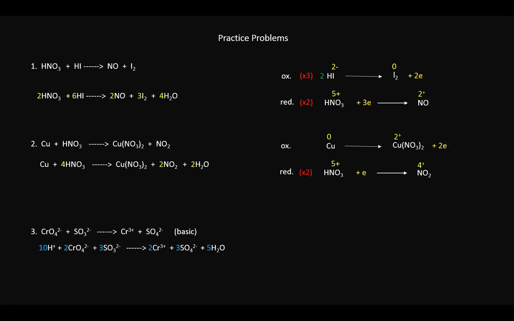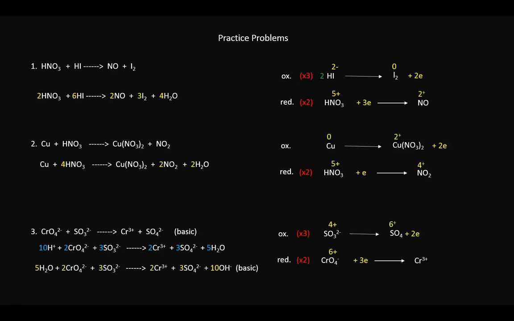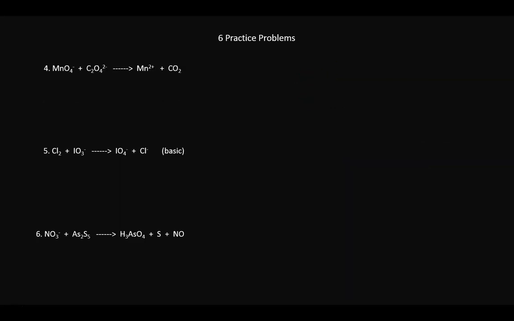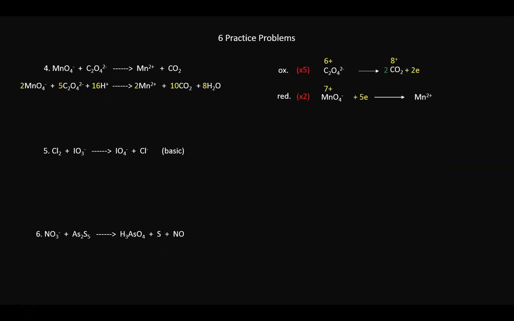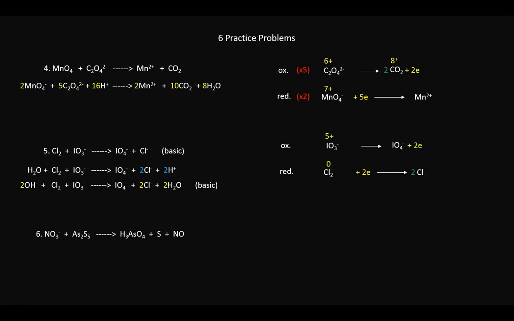Now, this is what you would first get before you do the final step for basic solution. And here is the final balanced equation. Here are the redox reactions. Here's the answer to number 4. The redox reactions. Number 5, the first step before you do the final basic step. Here's the balanced final reaction and the redox reactions. And here is the answer for number 6.